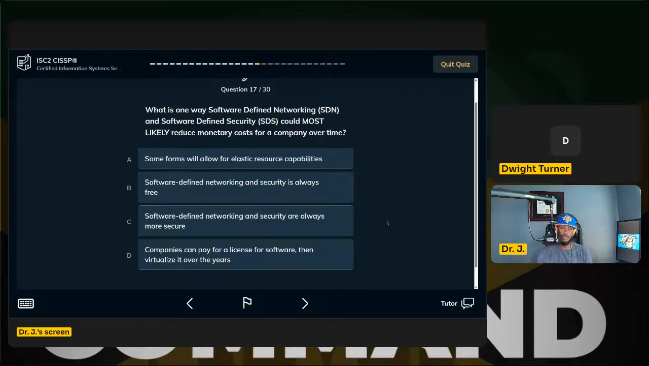I'm looking at Delta. Companies could pay for a license for software, then virtualize it over the years. I don't believe Charlie is true. I don't believe Bravo is true. I always was looking at Alpha. Some forms will allow for elastic resource capabilities.